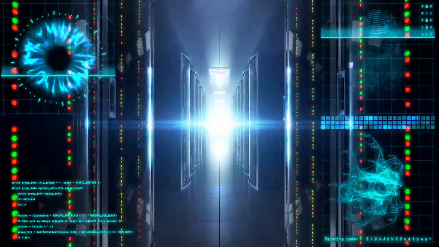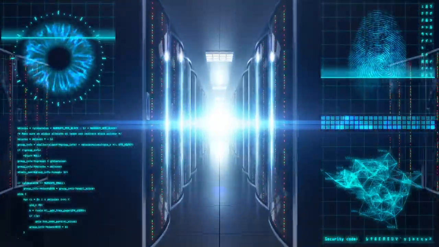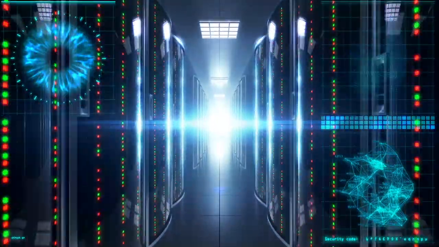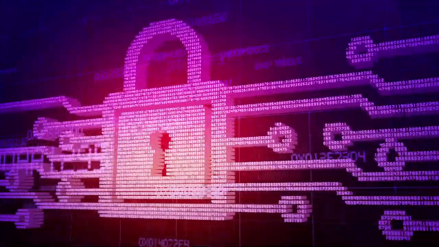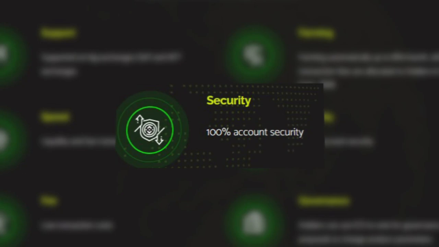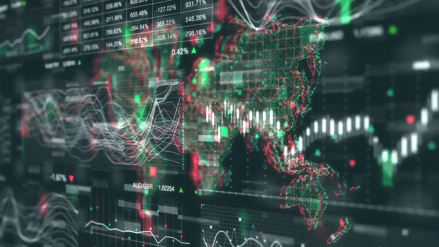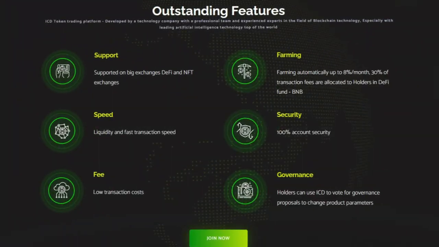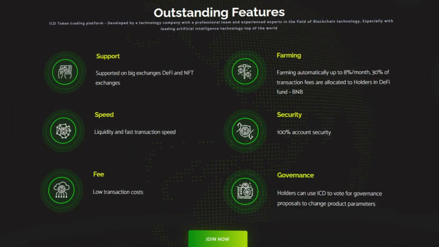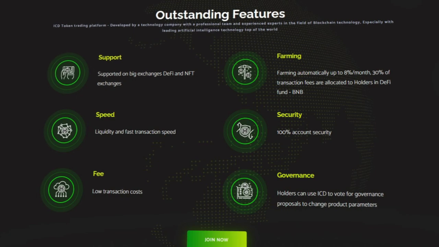IcDefi wouldn't call itself the best project if it didn't have a number of features. Firstly, it is the high speed and safety of the project. The use of modern technologies allows you to ensure 100% security of your account, as well as maintain liquidity and high speed of transactions. Secondly, it is low transaction costs and extremely convenient management.